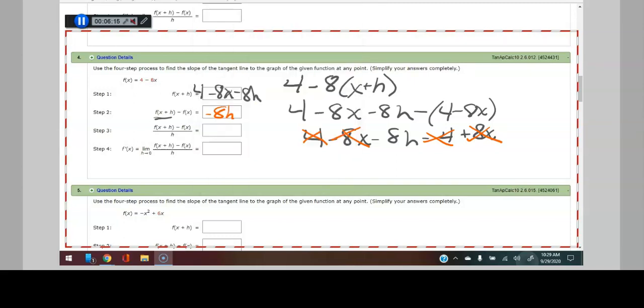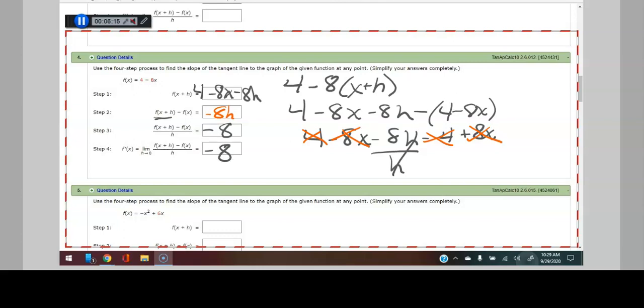So let's go back to using a black pen. So I've got negative 8h over h. Well, that means your h is reduced. So what are you left with? I'm left with a negative 8. So the last step says take the limit as h approaches 0. There is no h, so you can't take the limit. The limit is a constant of negative 8.